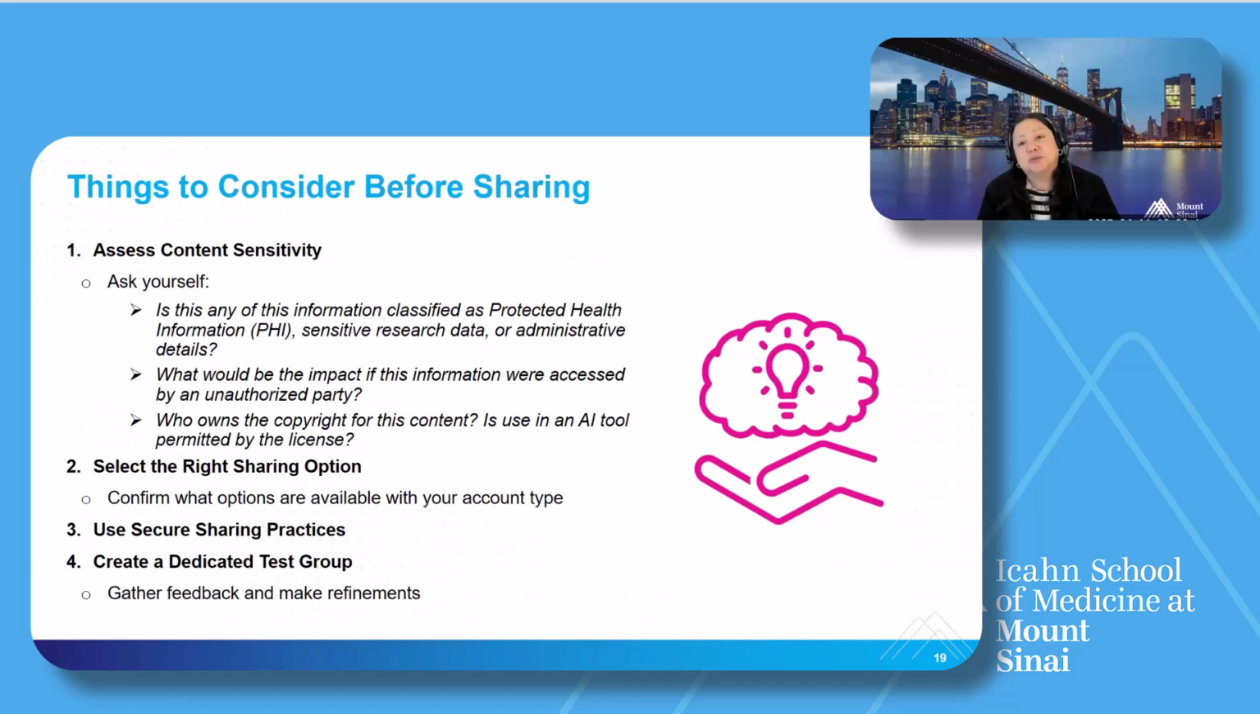So here are some things you need to consider before sharing your GPT with others. You want to assess content sensitivity. Before sharing any information, it's critical to evaluate the sensitivity of the content in your GPT. To help you get started in the evaluation process, we recommend asking yourself some questions, such as, is this information classified as protected health information? Does it contain sensitive research data or sensitive administrative details? Perhaps you want to ask what would be the impact of this information if it were accessed by an unauthorized party. You also may want to ask, are there any copyright permissions to consider?